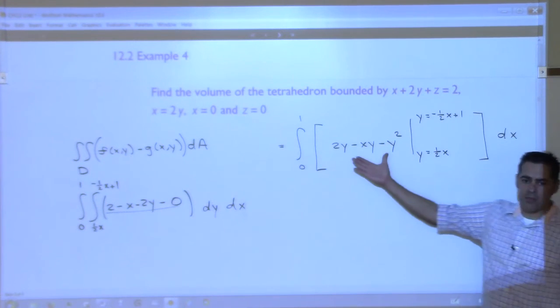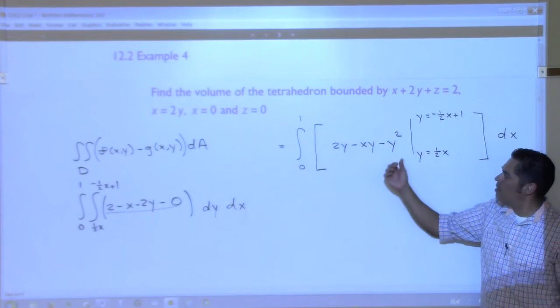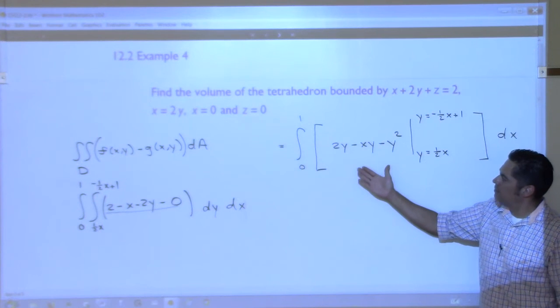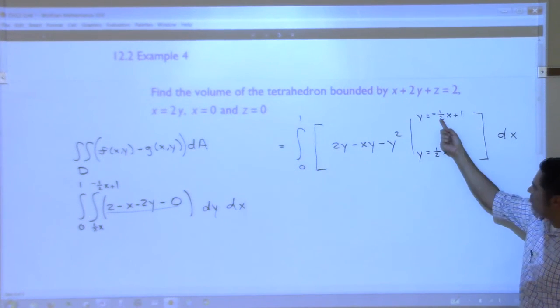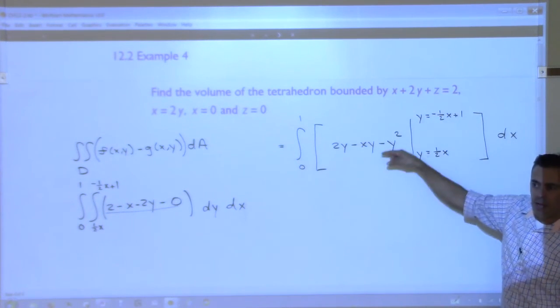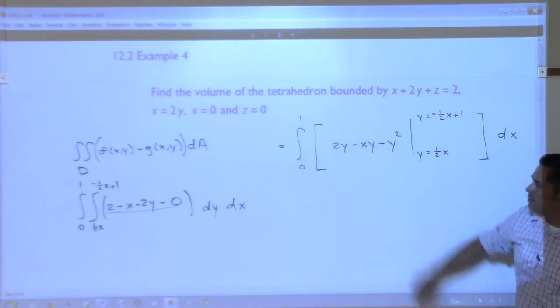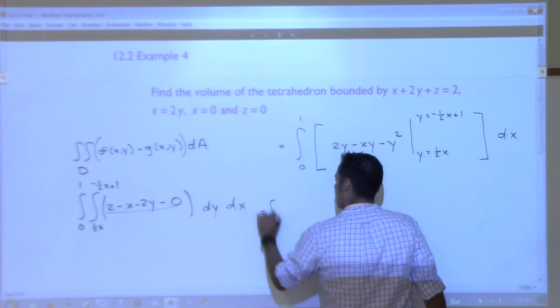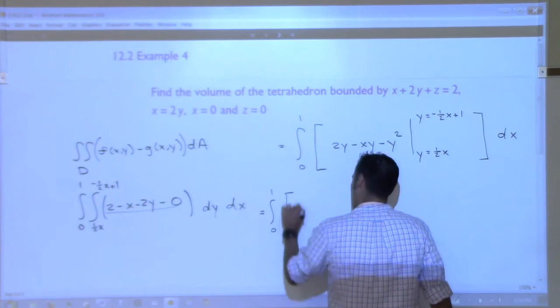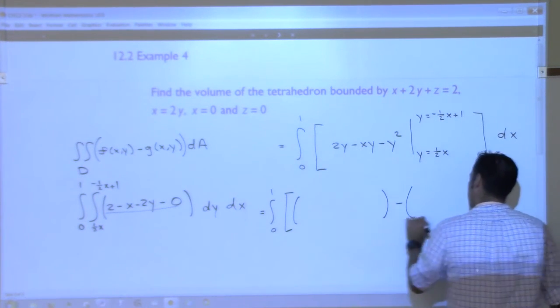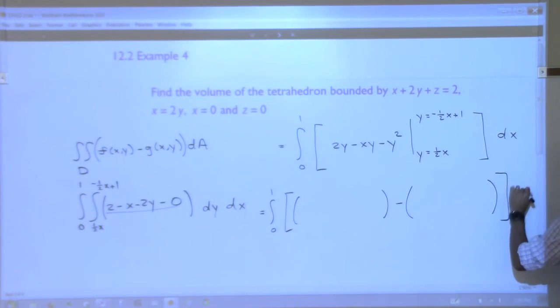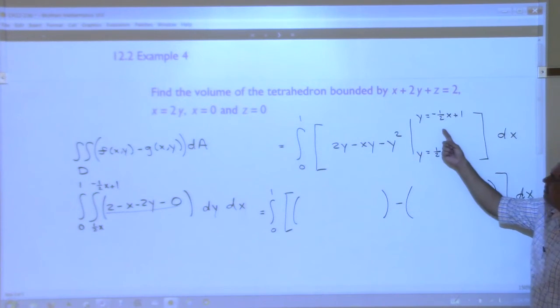We're all comfortable with this? Okay, now I'm going to replace what with what? The y's with this, and then subtract from that the y's with that. So integral 0 to 1, and then I have two big nasty things that have to be subtracted here, then dx. So let's go replace them.